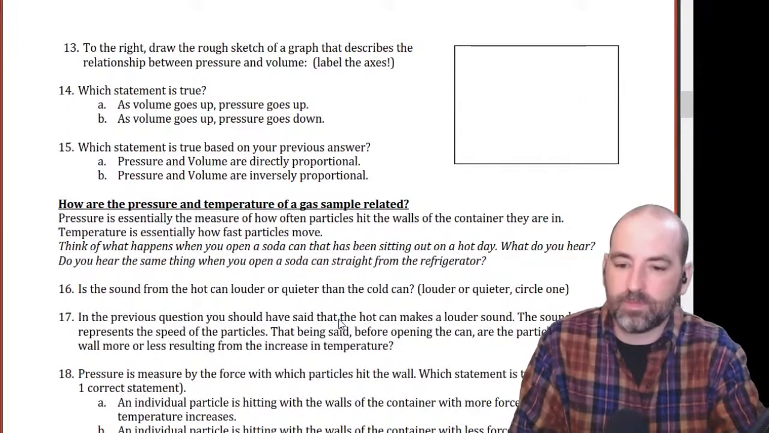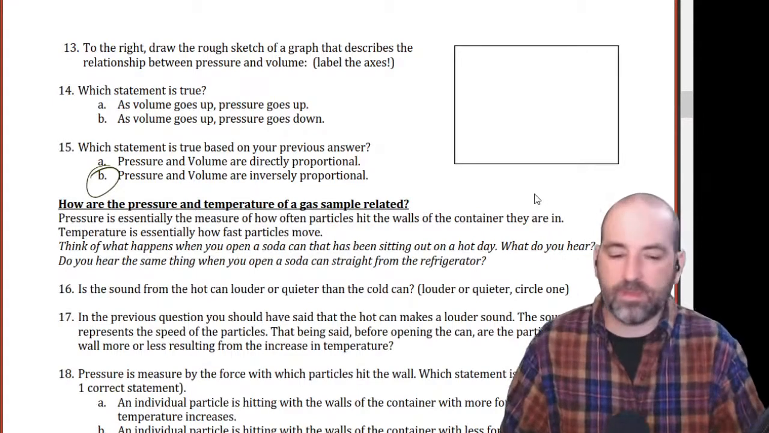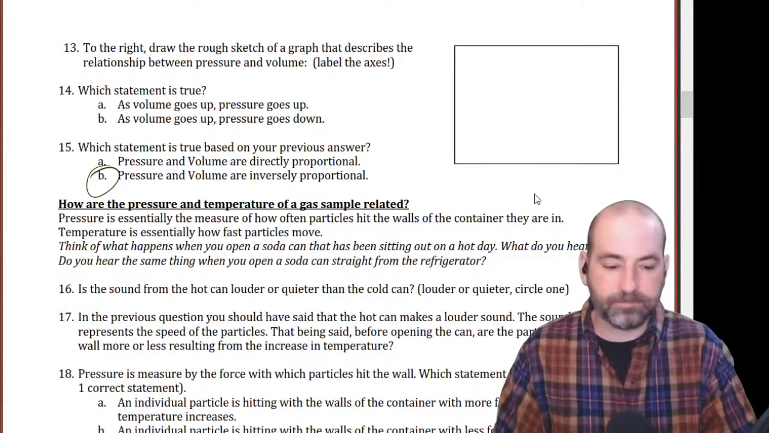All right. That's called inversely proportional. I'll let you try to draw that out. If you can think about it, I think there's some graphs of that in the book as well.